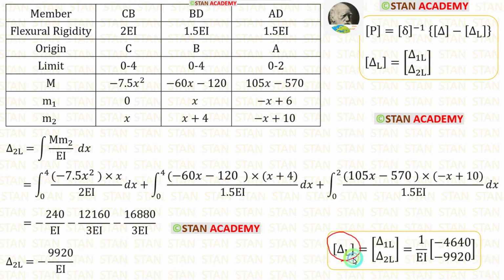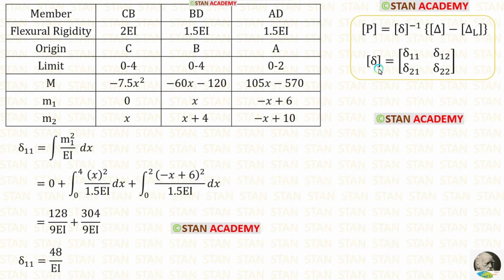In delta L matrix, we have found both of the values. Let us apply them. 1 upon EI is constant. Let us keep it outside. Now we are going to find delta matrix. First, let us find delta 1 1. The formula is integration of m1 square upon EI dx. For CB, the value of m1 is 0, so no need to make the integration. Let us apply the values of m1 from BD and AD.